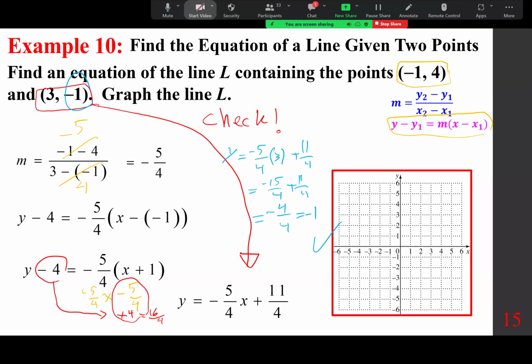Now, you can plot the pairs (-1, 4) and (3, -1) and connect them, and you're done. And by the way, (0, 11/4), okay, remember, 12 over 4 is 3, so a little bit less than 3 is the y-intercept, and I'm going to leave it for you to find the x-intercept. You can practice that.